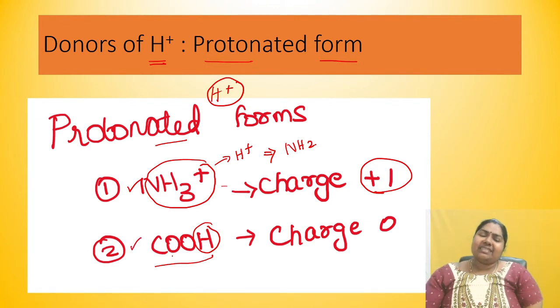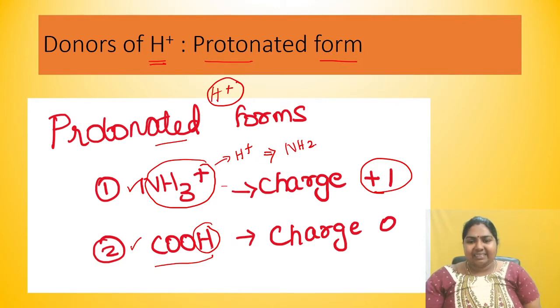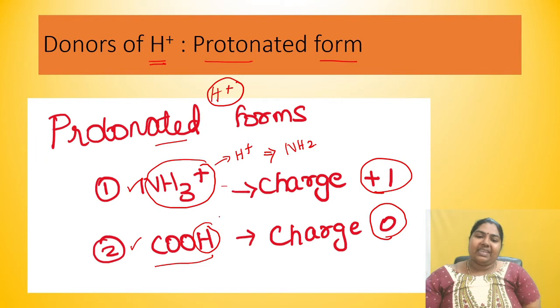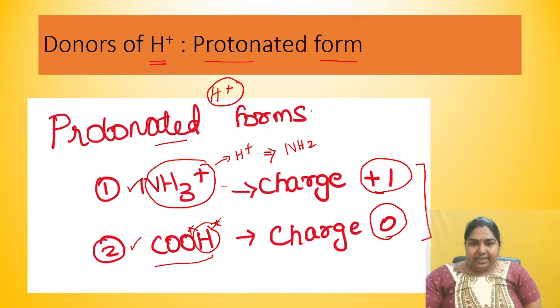But does this carboxylic acid group with H have any charge? No, the charge is 0. Why? COO is minus, H is plus, so put together it has no charge. The charge becomes 0. But these two are regarded as protonated forms, because they are able to donate protons.